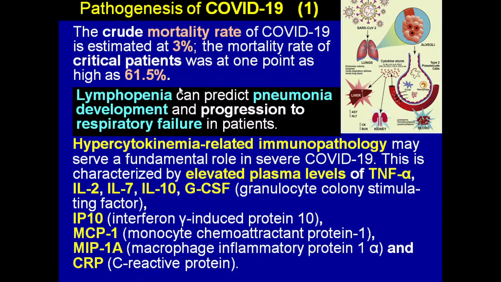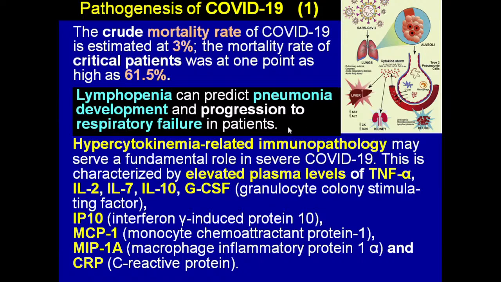Then, within the pathogenesis of COVID-19, hypercytokinemia-related immunopathology may serve a fundamental role in severe COVID. I hope you understand this word. My students know that this is sort of Chinese language. Hyper: too many cytokines, emia: in the blood. So this is a highly elevated amount of cytokines in blood. Anemia, it is blood, right?